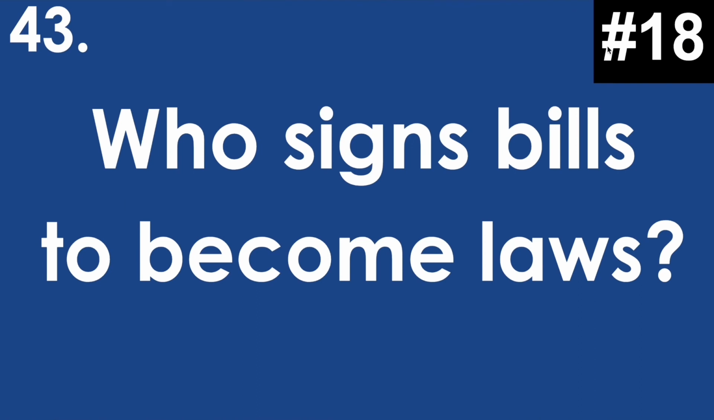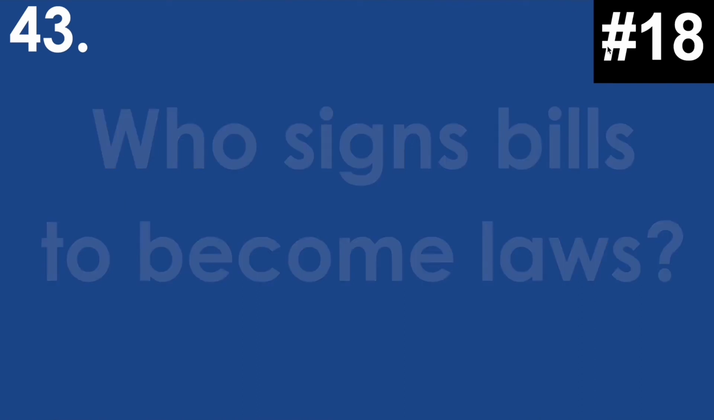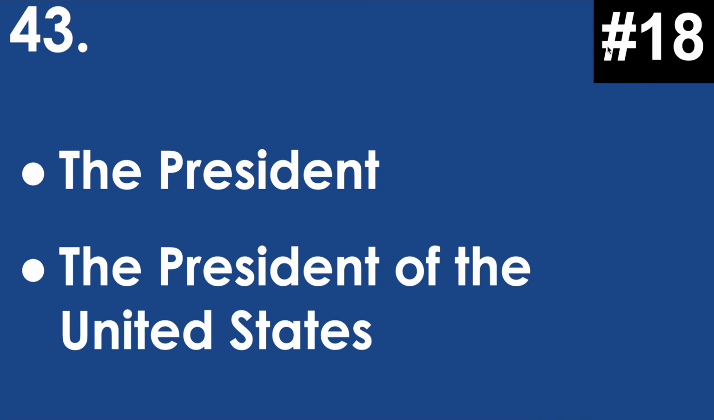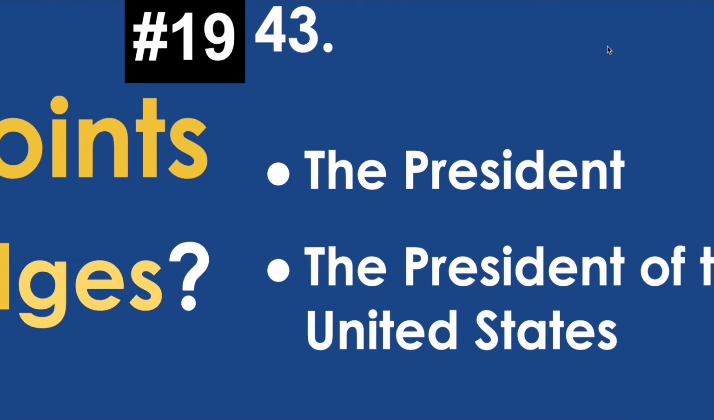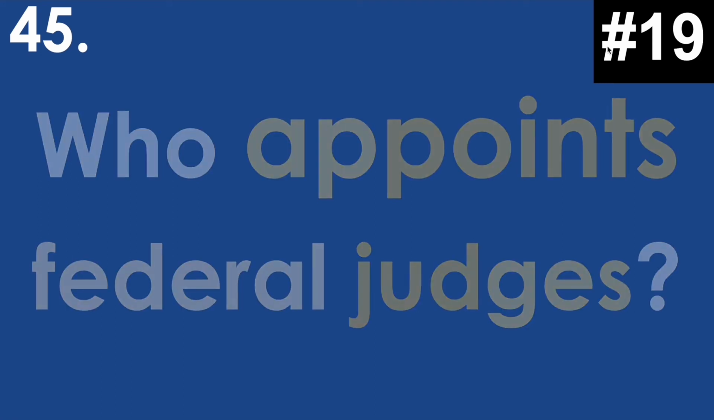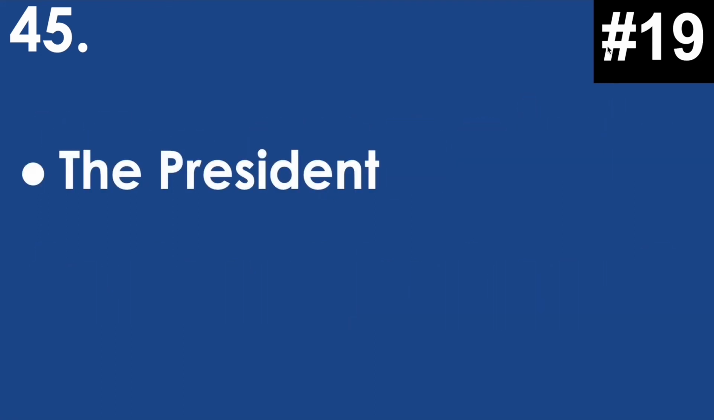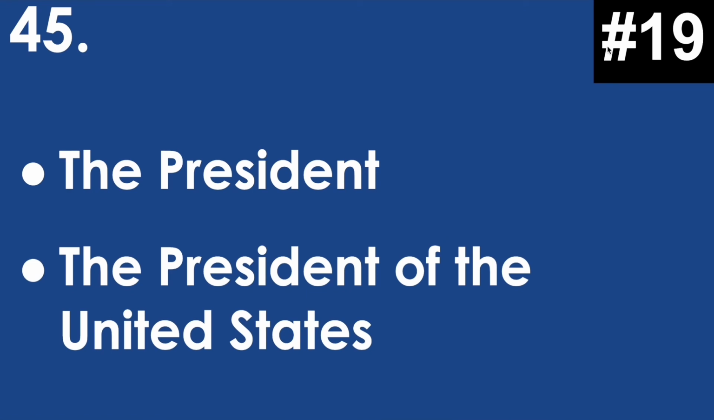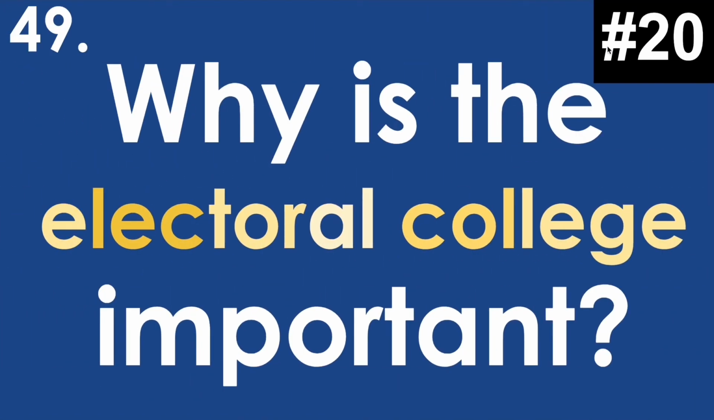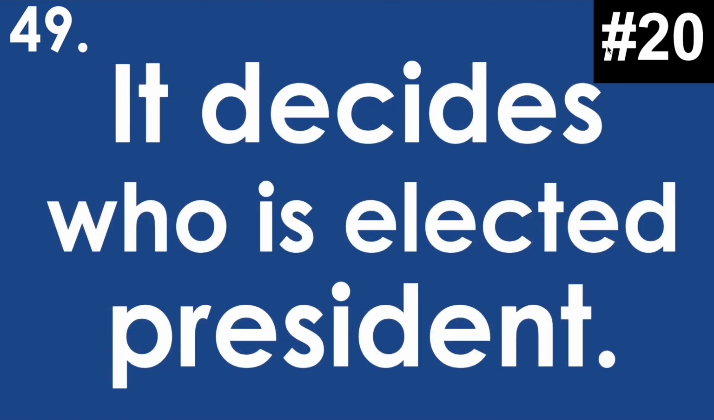Who signs bills to become laws? The President of the United States. Who appoints federal judges? The President of the United States. Why is the Electoral College important? It decides who is elected president.